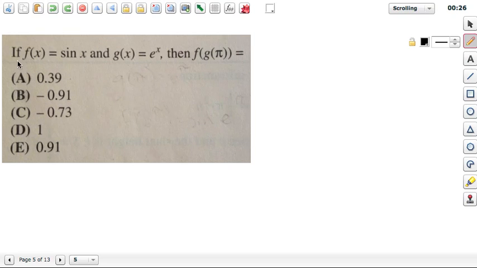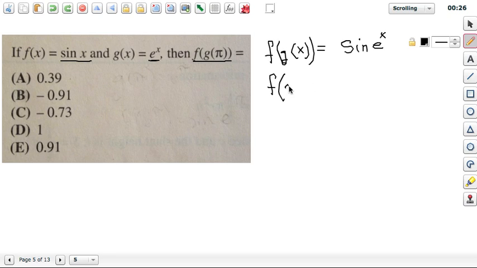Pause your video now. If f of x is sine x and g of x is e to the x, then what is f of g of pi? Well, I think we can do this, right? If f of g of x is equal to sine of e to the power x, then f of g of pi should be sine of e to the power pi.